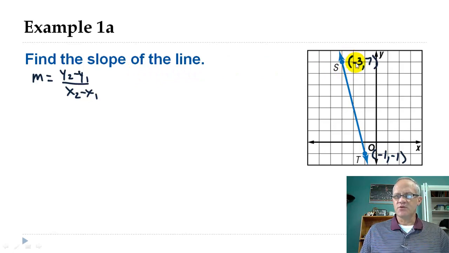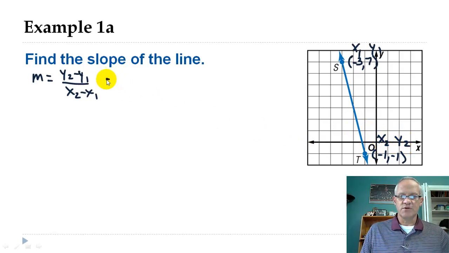Basically, it doesn't matter which one you pick as the first x and the first y or the second one. It's going to come out the same either way. So you can do it in either order. Just make sure that you stay in the same order all the way through that problem. Don't switch halfway through, okay? So I'm going to call this one x1 and y1, and I'm going to call this one x2 and y2.